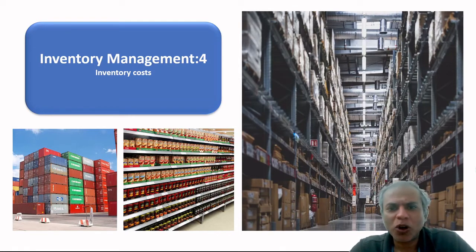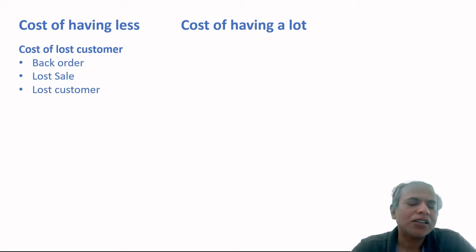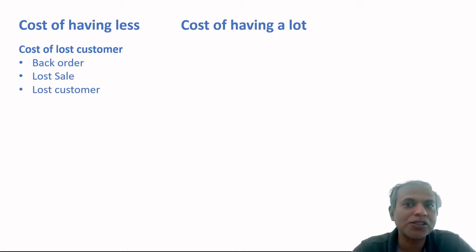And now let's go through a laundry list of many different costs related to inventory. There are two categories basically, the cost of having less and the cost of having a lot. The cost of having less, the most important is this cost of lost customer, which is three parts. One is back order. The back order cost includes the cost of creating special delivery for customers, or creating special production orders for customers.